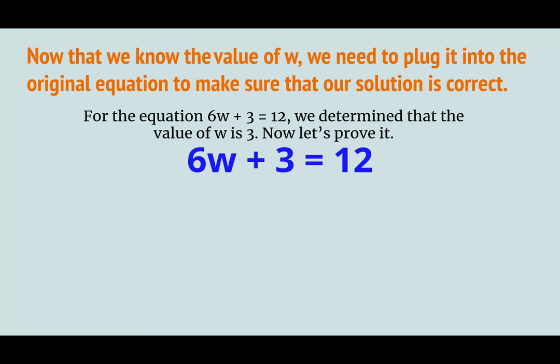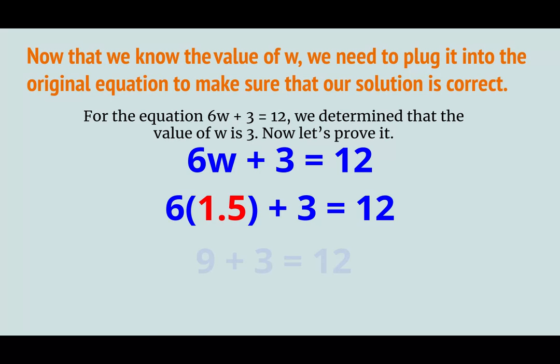So let's prove it. We're going to go 6w plus 3 equals 12, but what I'm going to do, I'm sorry, there was a mistake there. We determined that the value is actually 1.5. That's an error. Excuse the error. But we're going to keep going. We determined that the value of w is 1.5. So ignore that 3 that's up there. And what we're going to do is we're just going to plug it right into the equation.